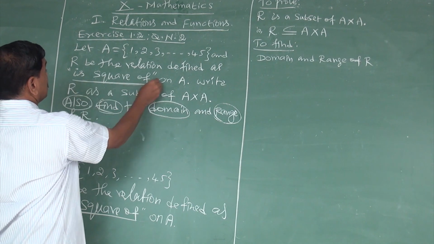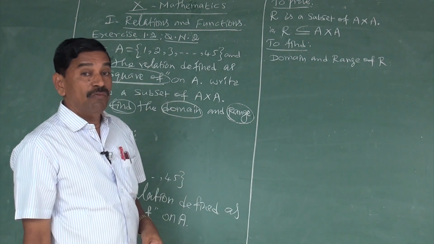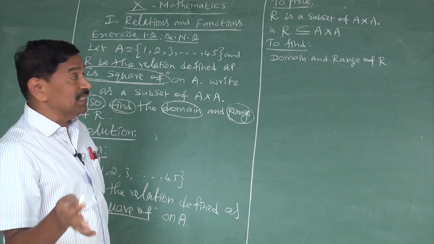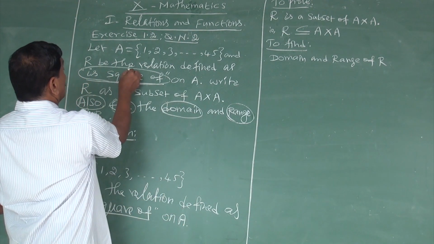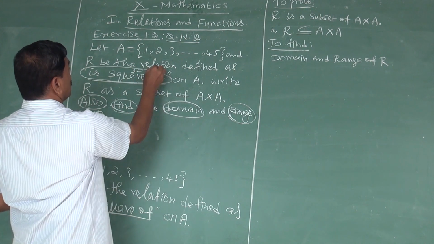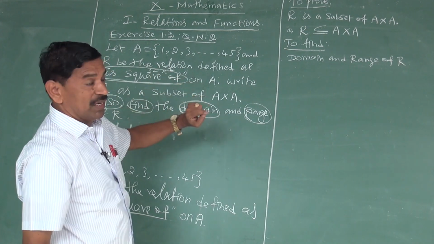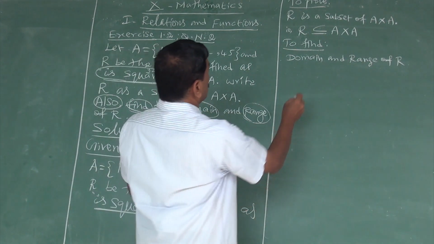What is a relation? Can you tell me what is a relation, anyone? Good. R is the square of. What is meant by R is the square of? It is nothing but, using your pencil, write y is equal to x square. That's all. Here, R is the square of means y equals x square.